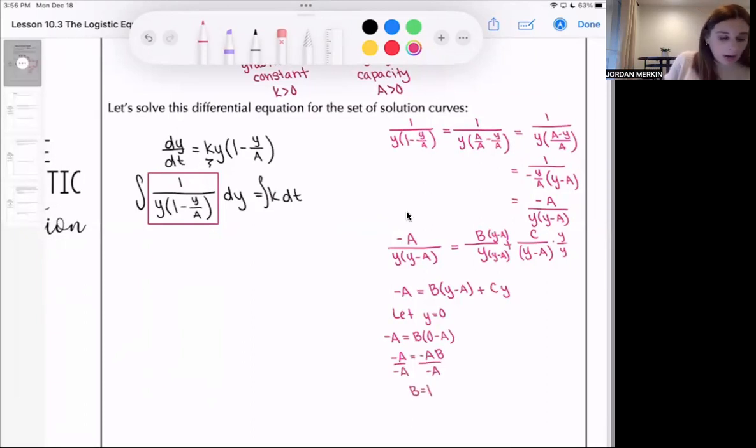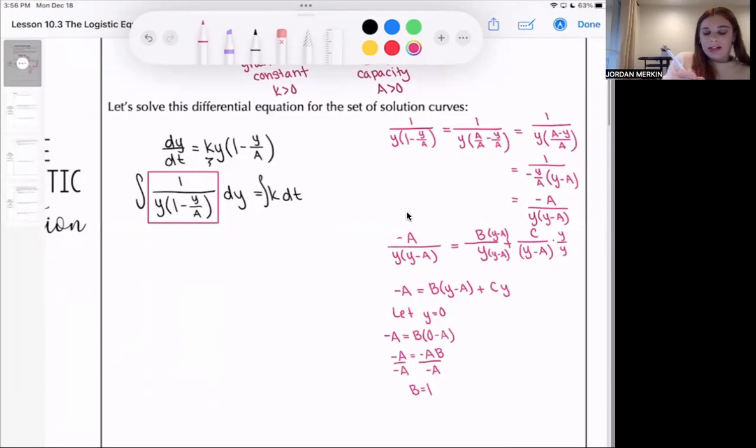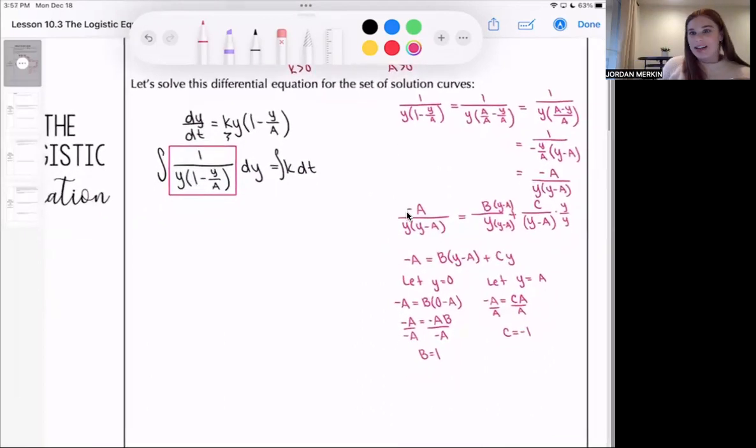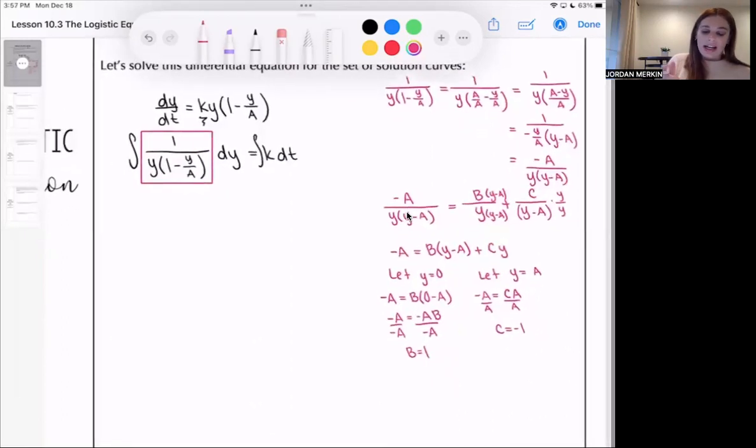Now we also want to figure out what our C is. So I'm going to let Y equal A because that will get rid of B for me. So I end up with negative A equals B times A minus A, which is 0, so that term's gone, plus C times A. Divide by A, and C equals negative 1. Doing all this algebra, you can see why I did this off to the side, because it's very involved.